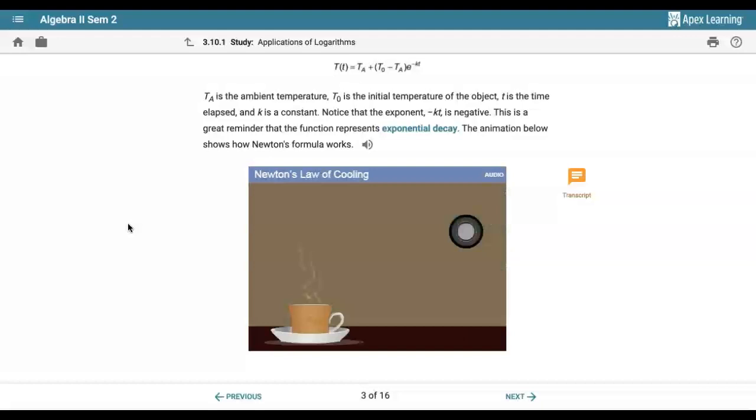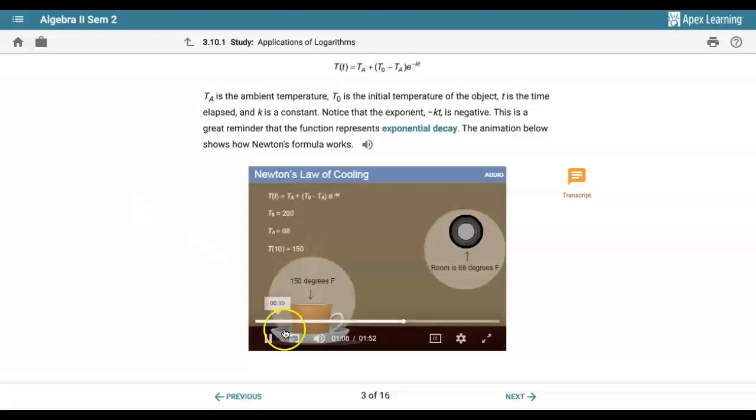How do you use Newton's law of cooling? Let's look at a specific example. Suppose you pour a cup of coffee that is 200 degrees Fahrenheit and leave it on the table in a room that is 68 degrees Fahrenheit. Ten minutes later, the coffee is 150 degrees. How long before the coffee will be 100 degrees Fahrenheit? Start with Newton's law of cooling and then write down the values you have been given. You want to know what value of t will make T of t equal 100.